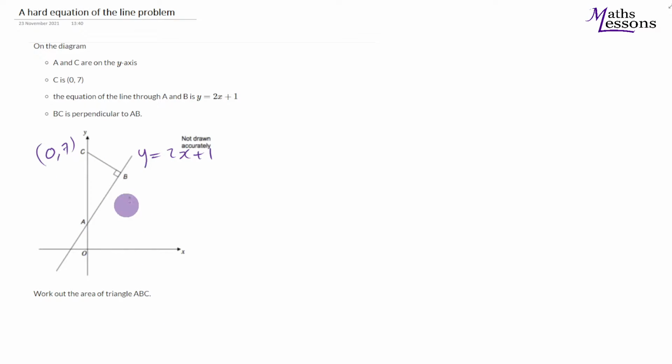So probably the best way to do it is to find out that distance there and that distance there. Now we know this is going to cross at the point (0, 1), because y = mx + c is the general form of the equation of a straight line, where m is the gradient and c is where it crosses the y-axis. So 1 is where this line crosses the y-axis. So we actually know this distance here is 6.